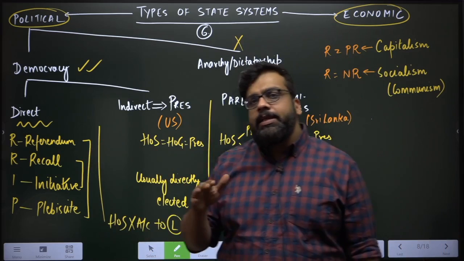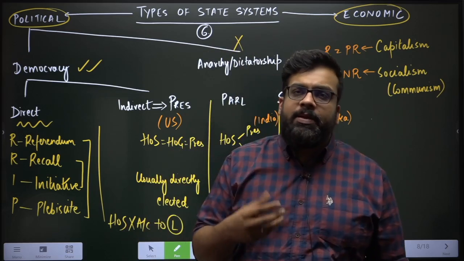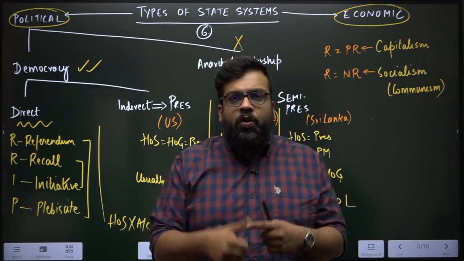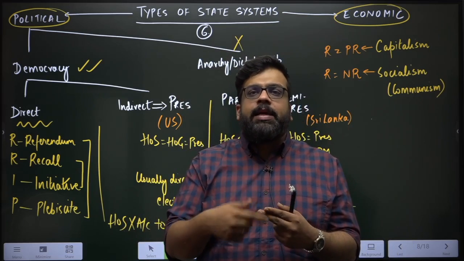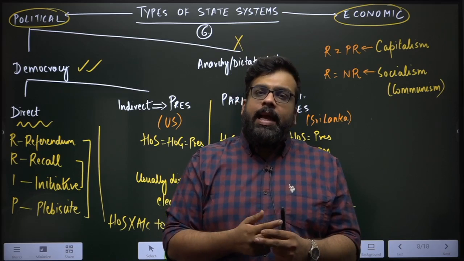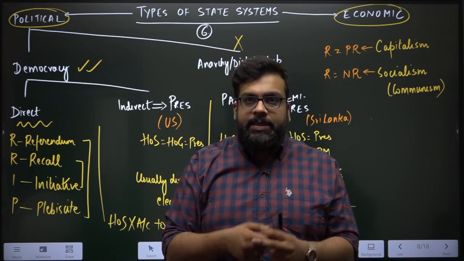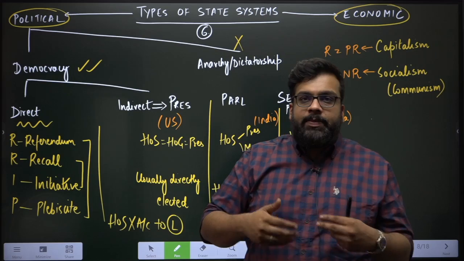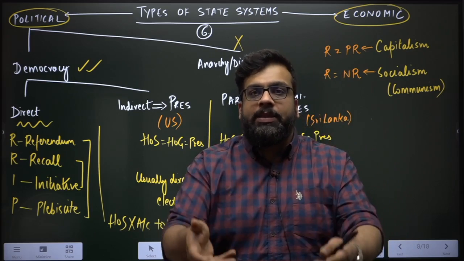Now, to understand the difference between referendum and plebiscite, we've got simple questions to answer. The questions are, first, who is conducting it? Second, what is being asked of the people? And third, what happens after the people have been asked a certain question? So referendum and plebiscite is where people are asked for their opinion on something.